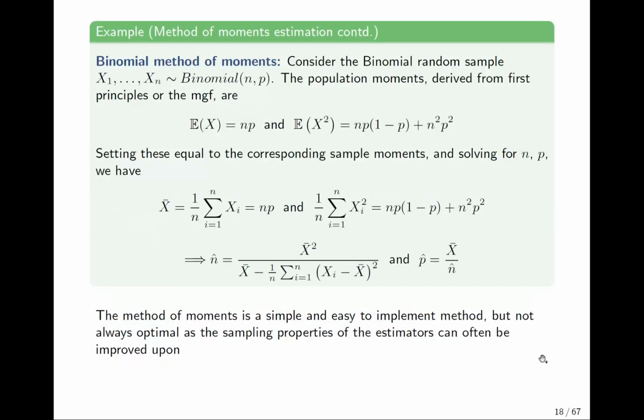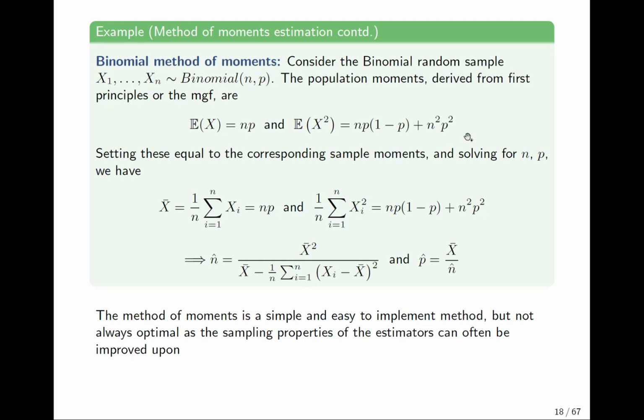Okay, let's look at another example of method of moments. In this case, we're going to deal with a binomial method of moments example. So consider a binomial random sample taken from a binomial distribution with size n and parameter p. The population moments derived from first principles or from the MGF can be written as follows. The expectation of X equals np, and the expected value of X to the power of 2, the second moment, is np(1 − p) plus n²p².